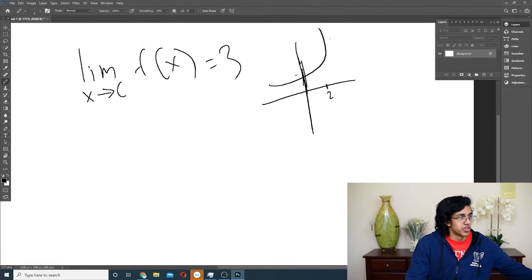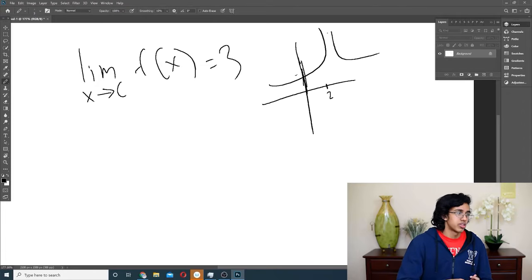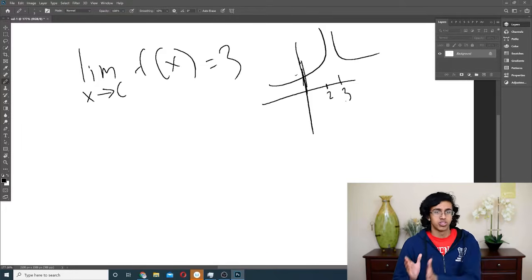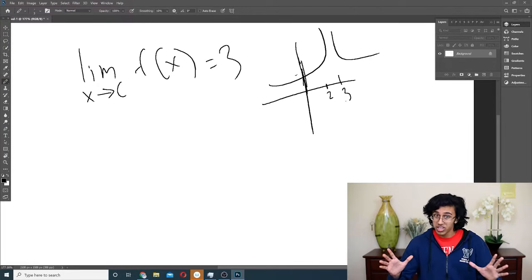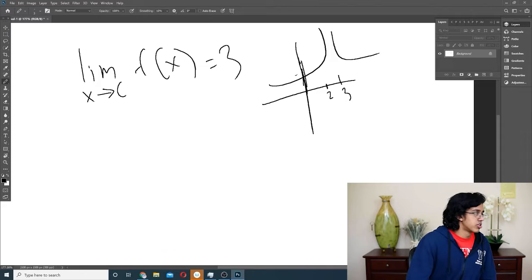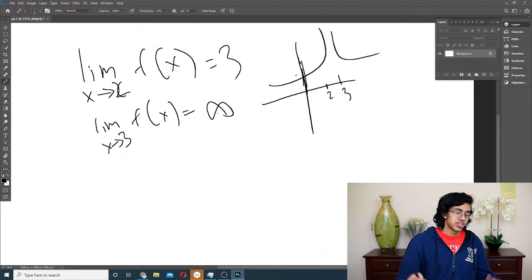Where a function just goes like that and like that. Let's say this is x equals 3. You can't really define the limit as x approaches 3 because it goes to infinity on both sides. But you can basically say it's infinity. Technically it's not defined, but it does go to infinity. So the limit as x goes to 3 of f of x is going to be equal to infinity. Which technically is not defined, but you can say it's equal to infinity.